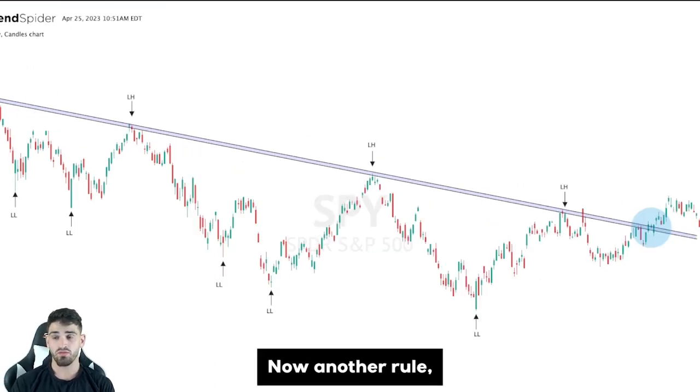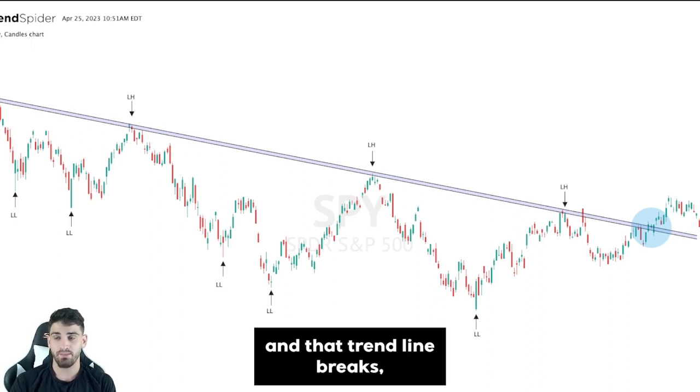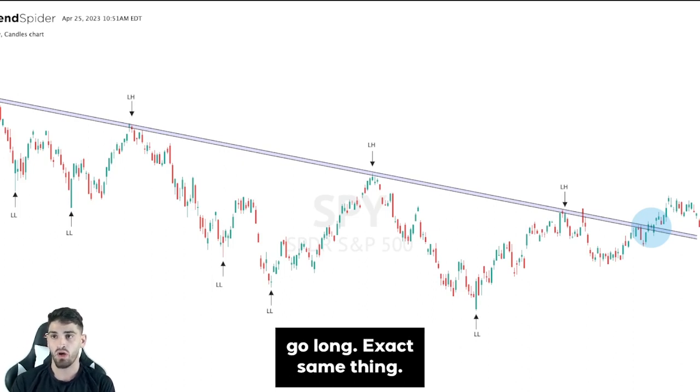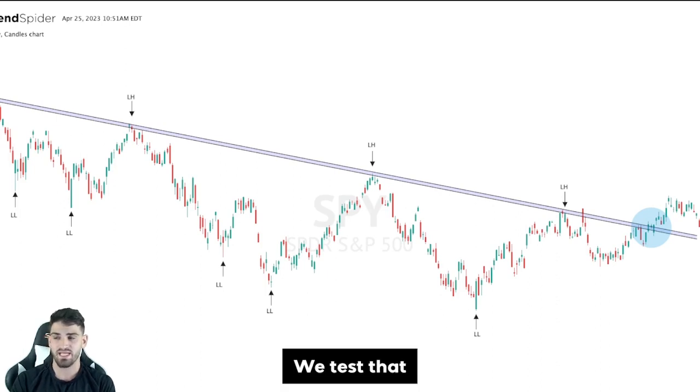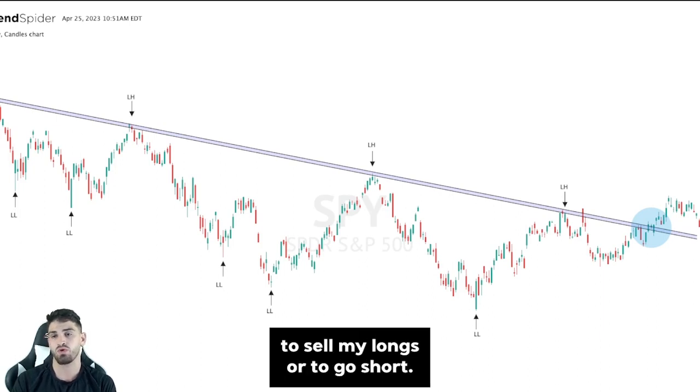Now, another rule, probably the most important one. If price action starts to bounce and we come up to test that trend line and that trend line breaks, that is my indication to sell my shorts or go long. Exact same thing if we are in an uptrend. If price action starts to pull back, we test that trend line and it breaks, that's my indication to sell my longs or to go short.